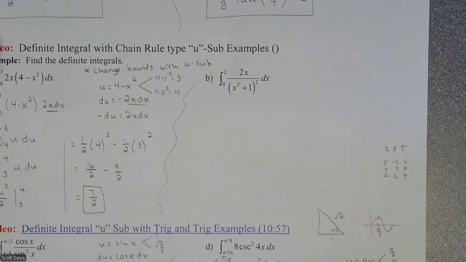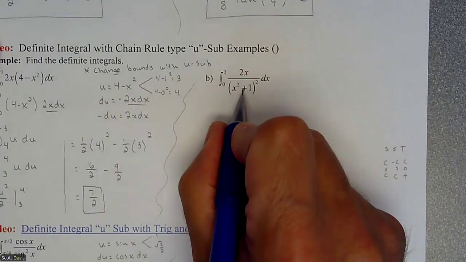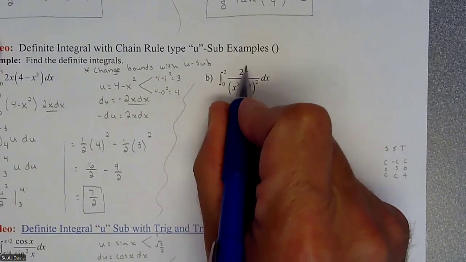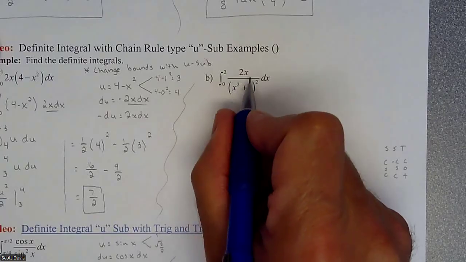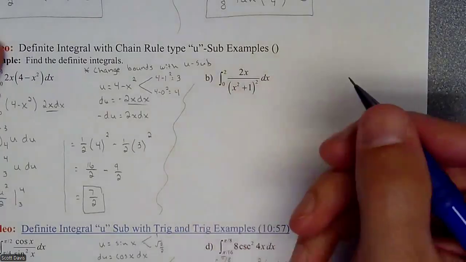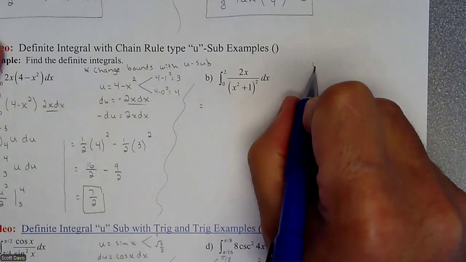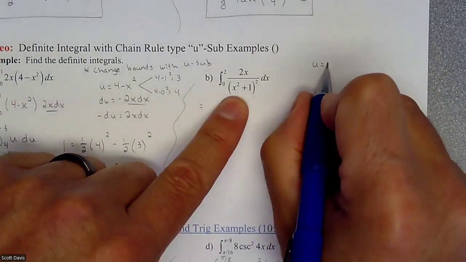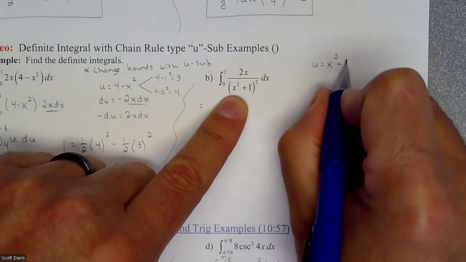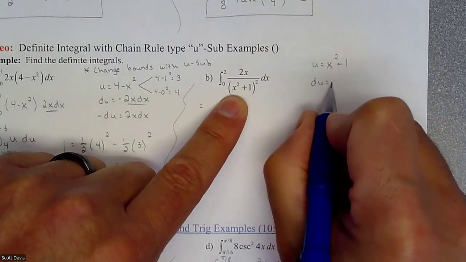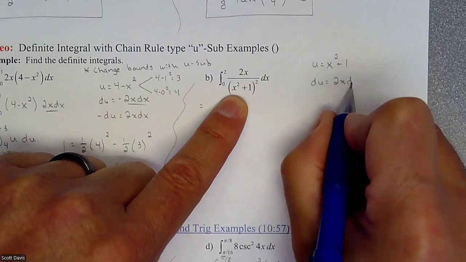So let me do the same type of thing on this one. This is definitely a u substitution where this is my inside, this is my outside. My derivative of x squared can give me an x. In fact, give me a 2x. That's fantastic. So my u value is the x squared plus 1. My du is 2x dx.